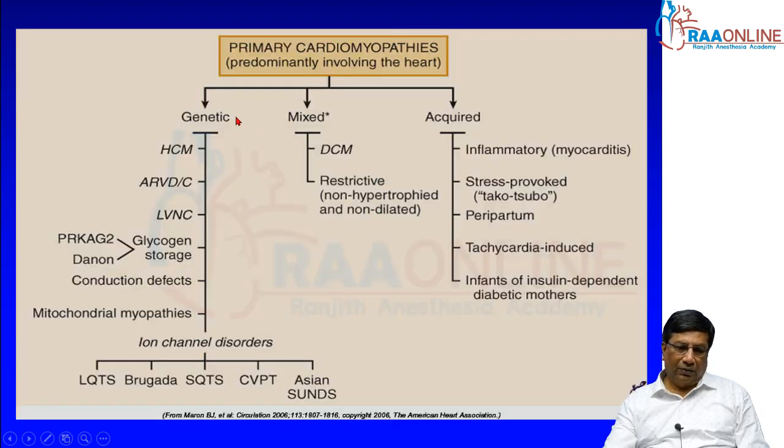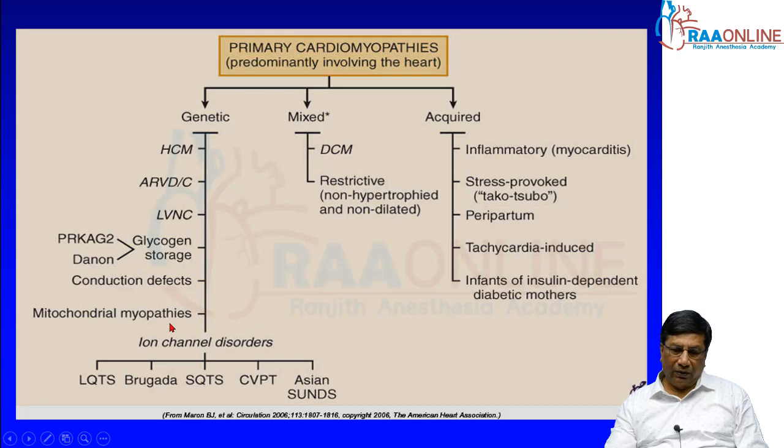This is one of the best classifications of cardiomyopathy, although there are different types of classifications. One of the best because they are classified into genetic cardiomyopathies, acquired cardiomyopathies, and mixed cardiomyopathies. Genetic cardiomyopathies are hypertrophic cardiomyopathy, arrhythmogenic RV dysplasia, left ventricular non-compaction, very rare glycogen storage disorders, some of the conduction defects, and mitochondrial myopathies. All these things are very rare.